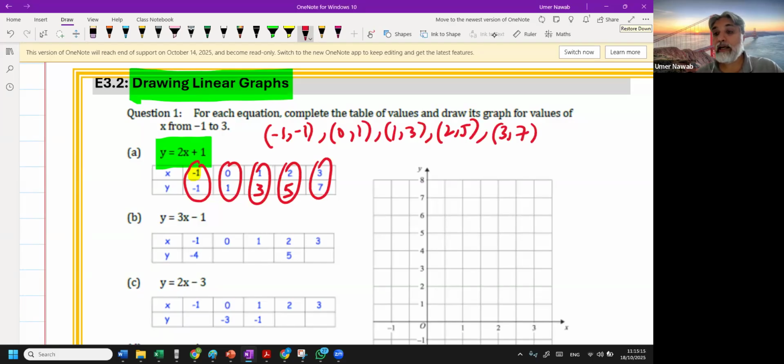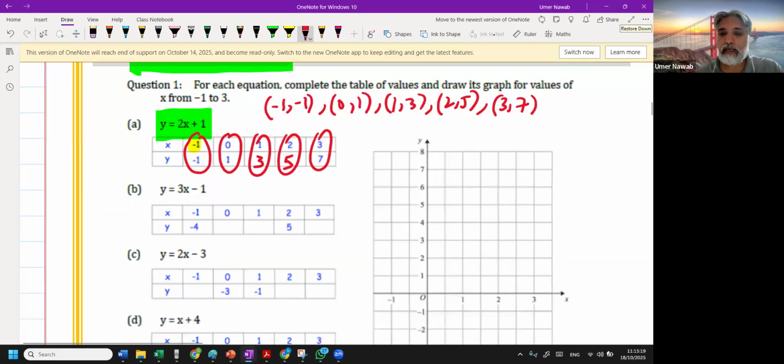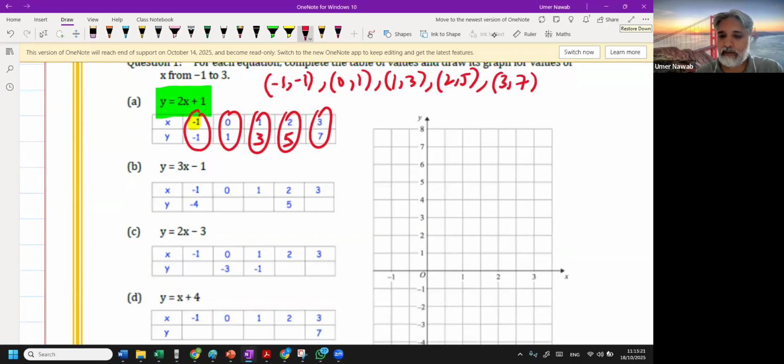So -1, -1, as I told you, always read it like this. One left, one down. This is one left, not two boxes, because you need to read the units. Along the x-axis, 2 boxes is 1 unit, and along the y-axis, 1 box is 1 unit. So be careful about that. -1 and one left, one down. So this is my first point.